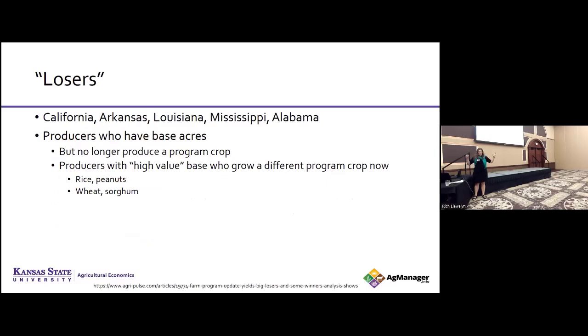The losers, again, not a subjective judgment here, but in dollar amounts, who's expected to lose the most from this? So it's California and a couple southern states, Arkansas, Louisiana, Mississippi, Alabama. And these are producers who are no longer producing a program crop, who are going to lose some of that relatively higher value base.